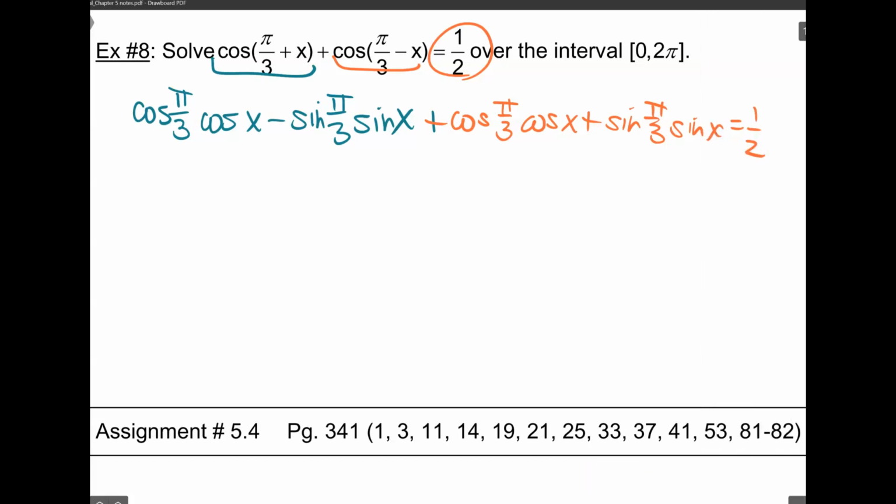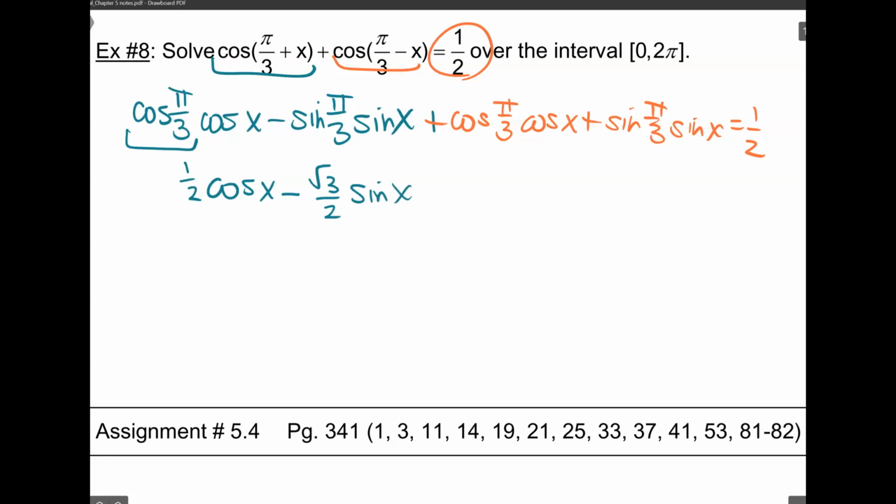Okay. So this left side, I expand out cosine pi over 3 plus x. The right side, I expanded cosine pi over 3 minus x. So now we get the fun part of actually plugging in and solving a little bit. So this left side, cosine of pi over 3. What is cosine of 60 degrees? 1/2. Okay. I have 1/2 cosine x minus, what is sine of 60 degrees? Root 3 over 2. Perfect.